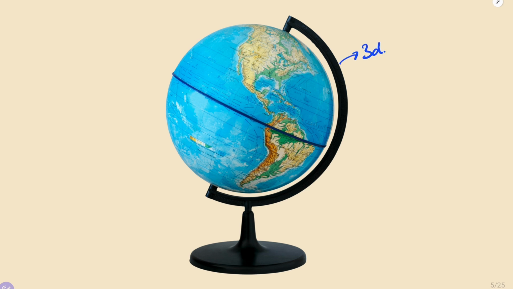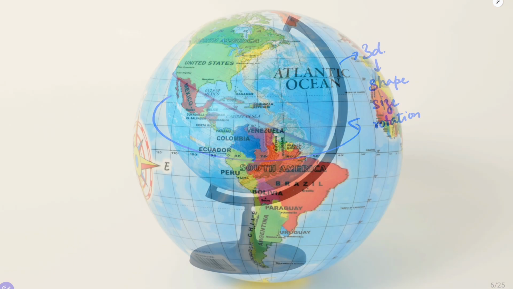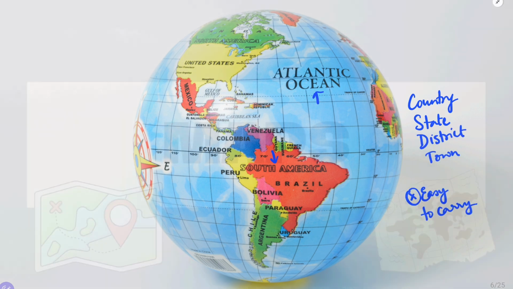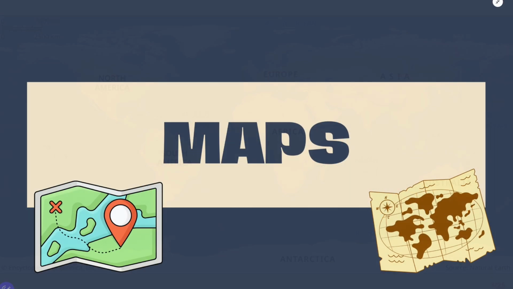It is a 3D miniature model of the Earth. It is ideal for understanding the shape, the size, and the rotation of the Earth. It also accurately depicts the size of continents, oceans, and other features. However, a globe is not practical when we want to study specific areas like a country, state, district, or even a town. It is also not easy to carry around. That's where maps come in.